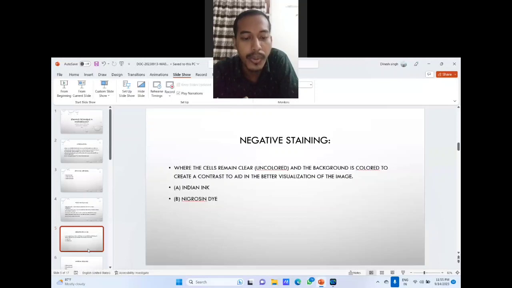In case of negative stain, the cells remain uncolored and the background is colored to create a contrast, to aid better visualization of the image. Common examples of negative stains are Indian ink and Nigrosin dye.